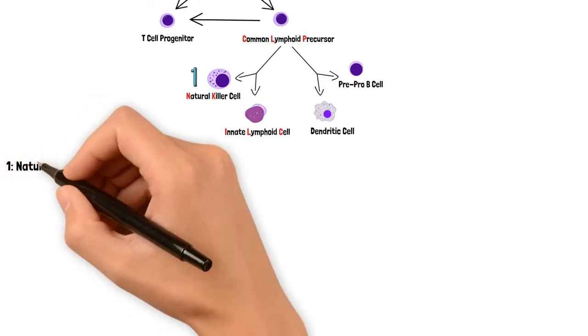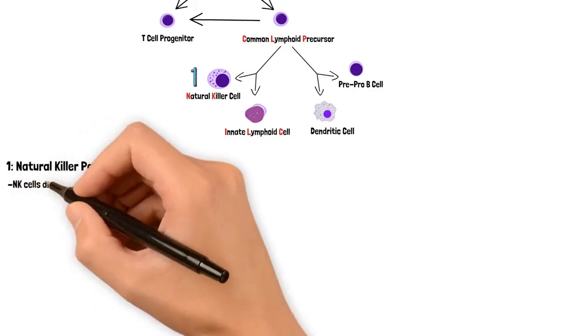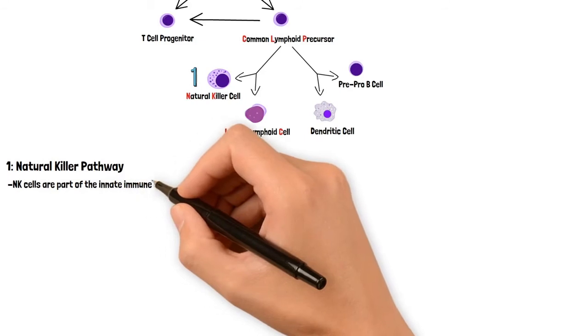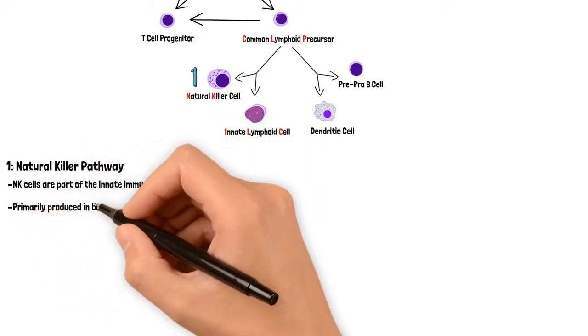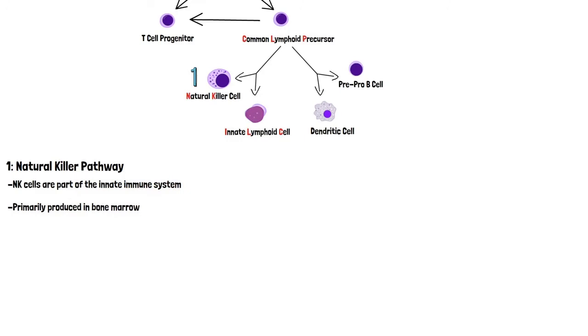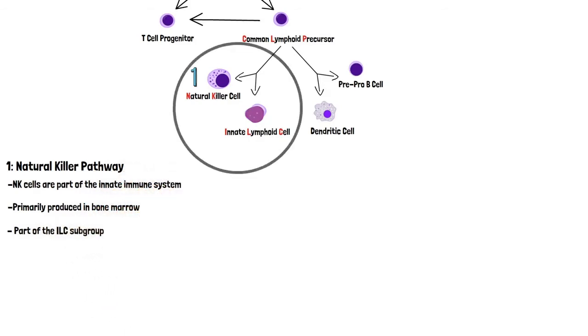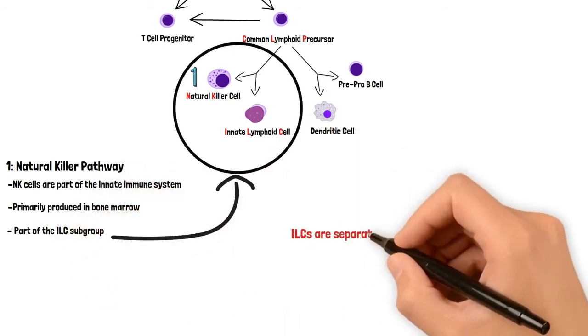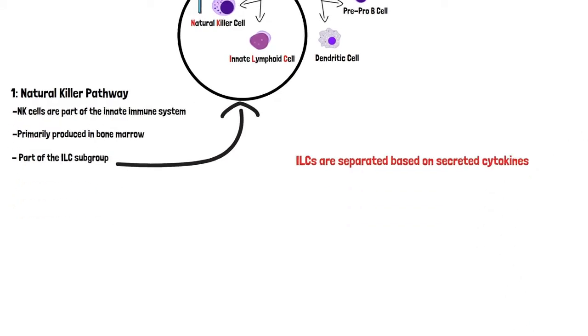The first pathway is the simplest one. The natural killer cell, or NK cell, develops directly from the lymphoid stem cell at the CLP stage. The NK cell is part of the innate immune system that protects against pathogens and cancer. Although primarily produced in the bone marrow, there is some newer evidence that they can develop and mature in secondary lymphoid tissues. The NK cell is part of the innate lymphoid cells, or ILCs. The ILCs are separated into three groups according to the cytokines they secrete.